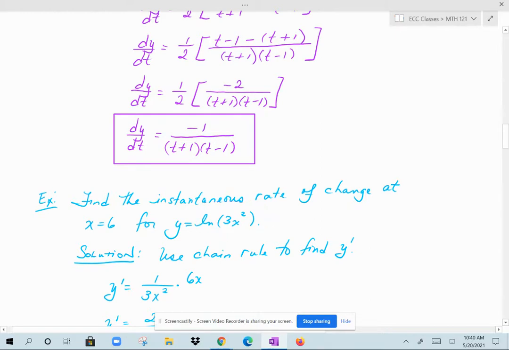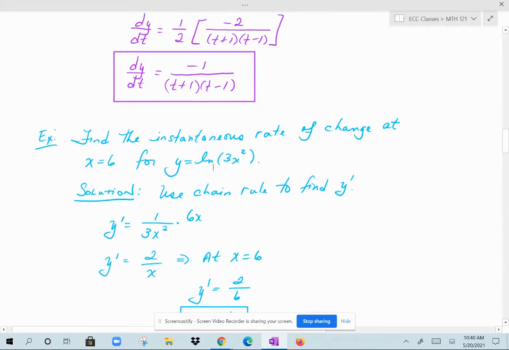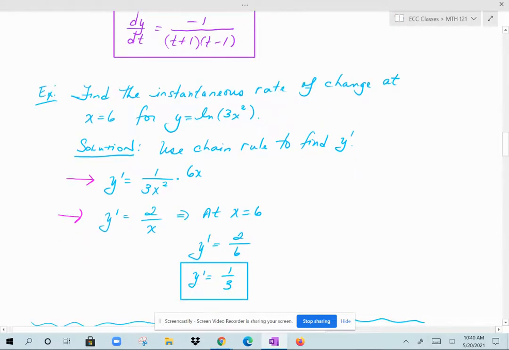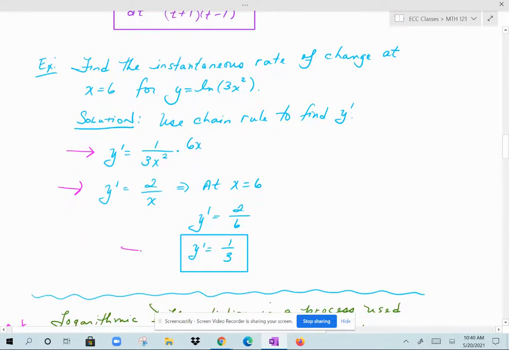Things cancel very quickly. So when I apply chain rule, I get 1 over 3x squared times the derivative of the inside, which is 6x. The 6x and the 3x squared simplify, which leaves you with just y prime equal to 2 over x. But then when you plug in x equal to 6 as requested, you'll get 2 over 6, which means your instantaneous rate of change is 1/3.